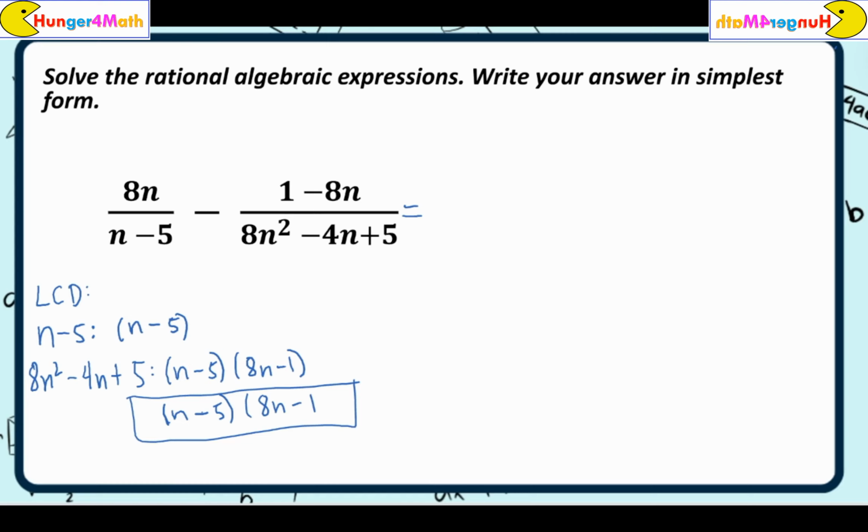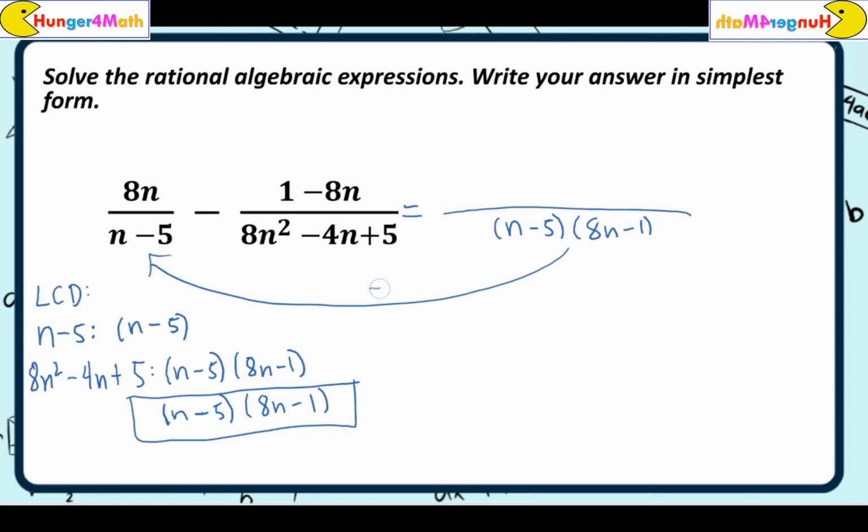Now let's write it here. So we have n minus 5, forgot the parenthesis here, and then 8n minus 1. Then we're going to divide it to the denominator. Now n minus 5 is the same as this, so this is cancelled, and 8n minus 1 will be the remaining, and we're going to multiply it to the 8n.